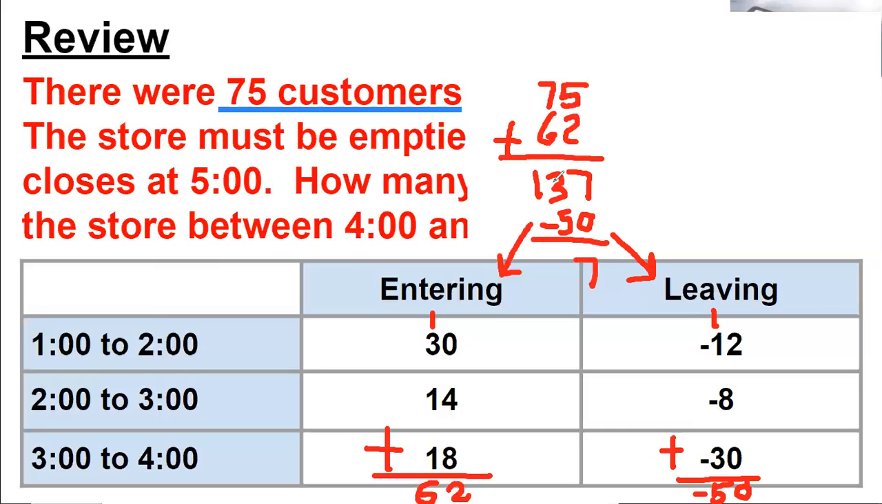Can't take a 5 from a 3, so we're going to borrow. That becomes a 0, and this technically becomes 13 anyways. 13 minus 5. Yes, 87.